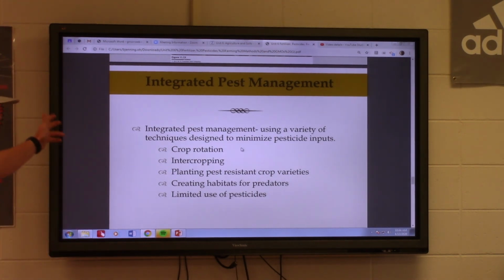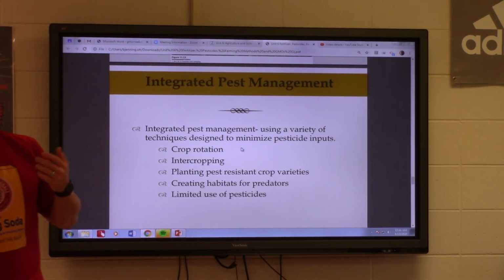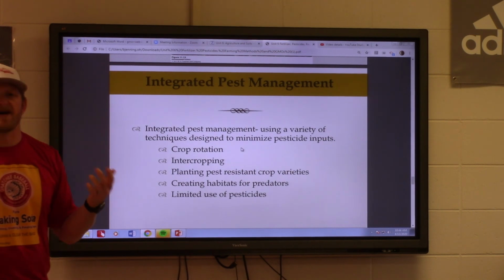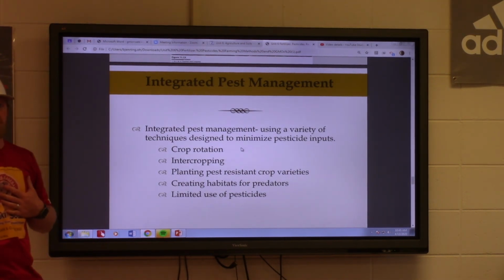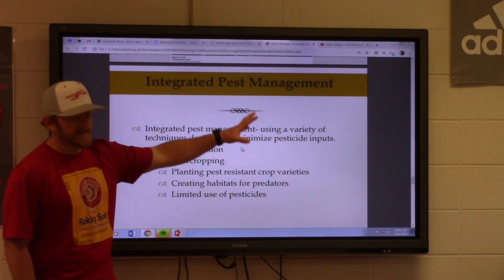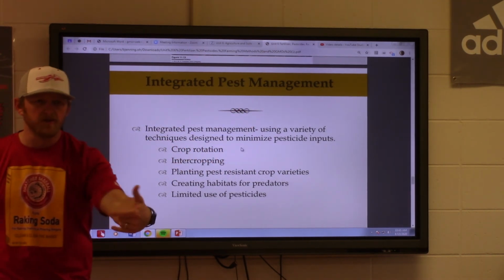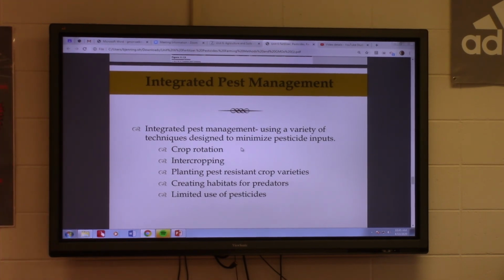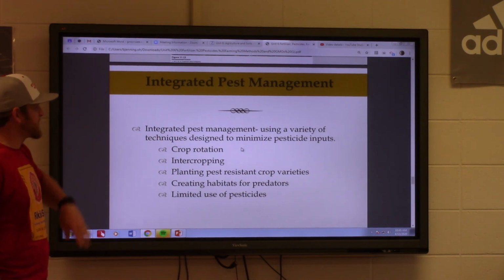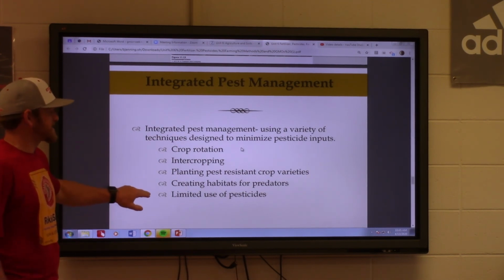We talked about integrated pest management. You think about what we talked about last week: pesticides and pesticide use. Well, this week, one thing that our farmers do throughout the country is they integrate the pest management into those crops to make sure that we can keep that crop yield up and make sure we don't lose money. So integrated pest management is using a variety of techniques designed to minimize pesticide inputs.